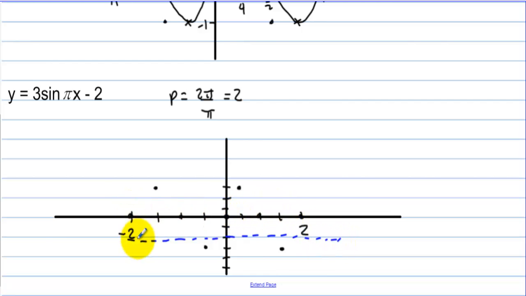So all the zeros get pushed down to -2. And then everybody else gets pushed down 2. This is down 2 units, this is down 2 here, and down 2 there. I think we have everything. So now we can draw the wave.